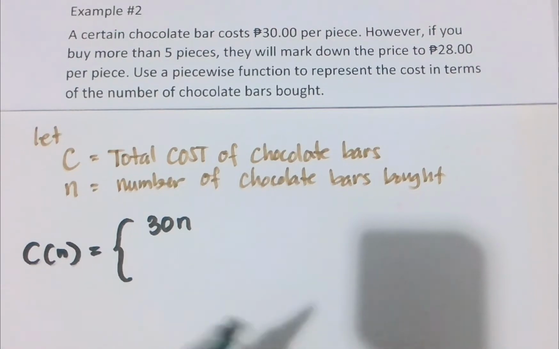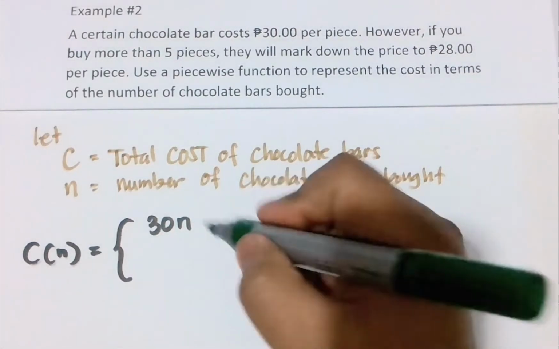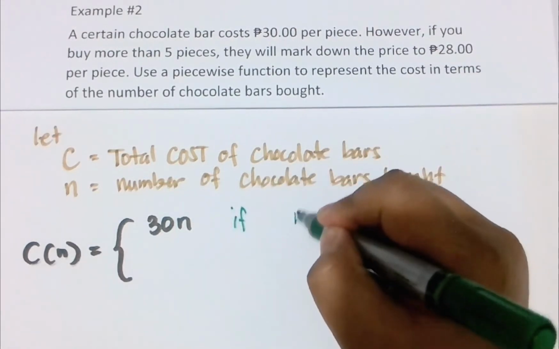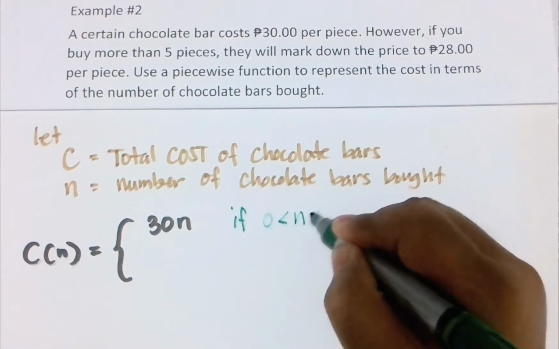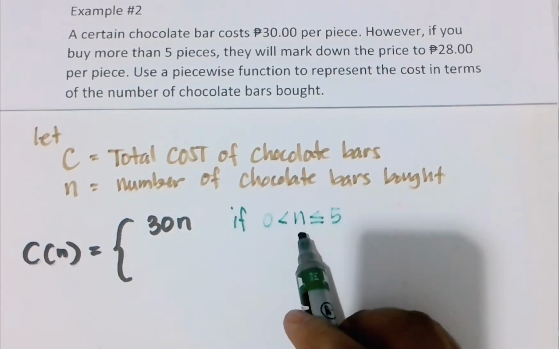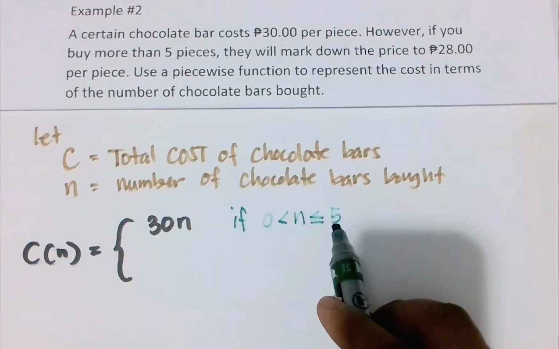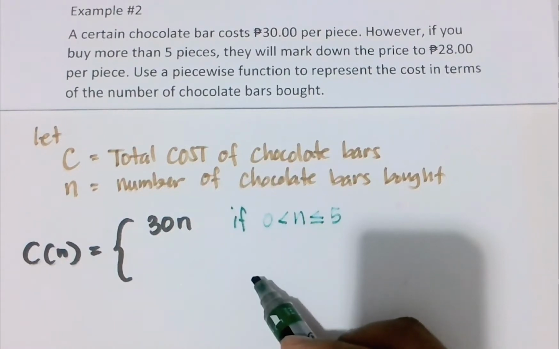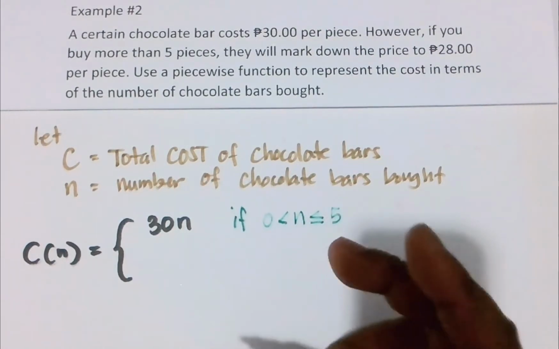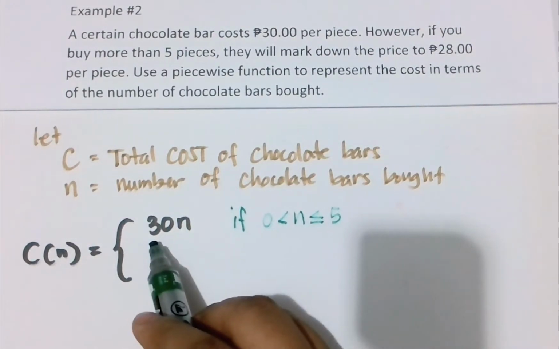So, therefore, yung N natin dito, this function is applicable if N is greater than 0 and less than or equal to 5. Okay, so anong ibig sabihin yan? Na yung number of chocolate bars bought ay dapat higit sa 0, which is 1, pataas, pero hindi lalampas sa 5 kasi N is less than or equal to 5. So, if the customer bought 1, 2, 3, hanggang 5 pieces of chocolate bars, the price of chocolate bar per piece is 30 pesos.